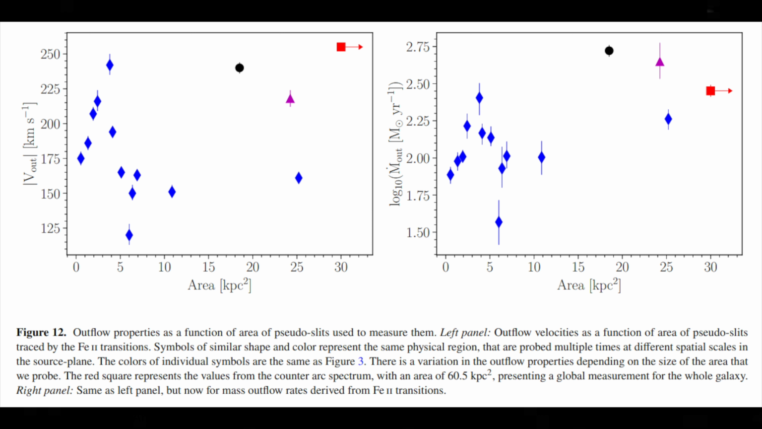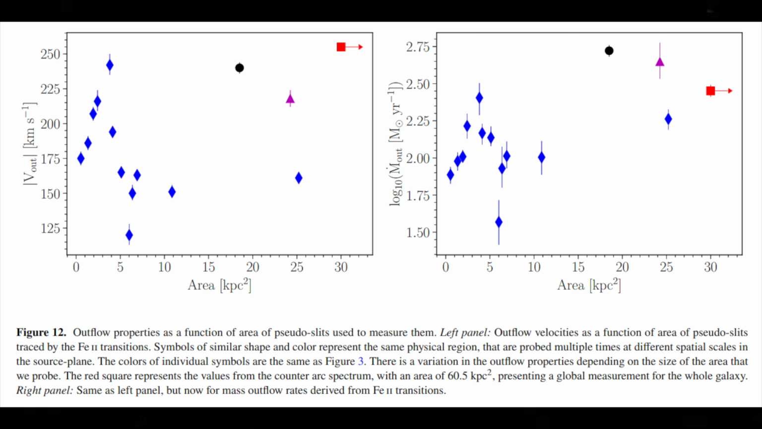So the data points which have similar colors represent the same star forming regions but probed at different areas in the source plane. And this gives us an idea about these variations depending on the areas that we are probing here. And the red point represents the global measurement from the counter arc. And on the right hand side we get the mass outflow rates, which is very important for simulations. And we also get variations with the area probed here.